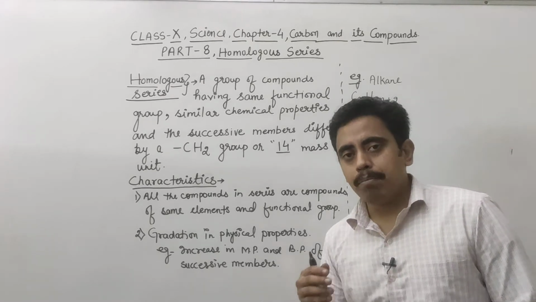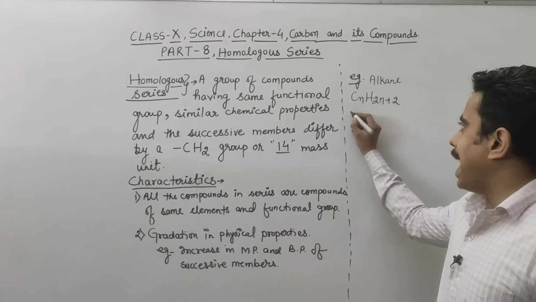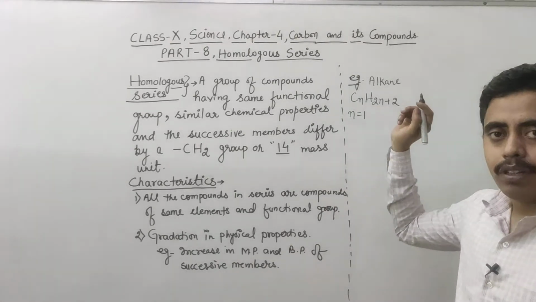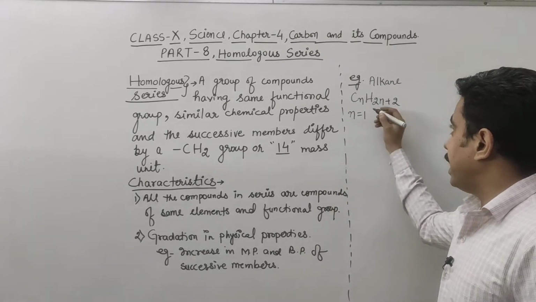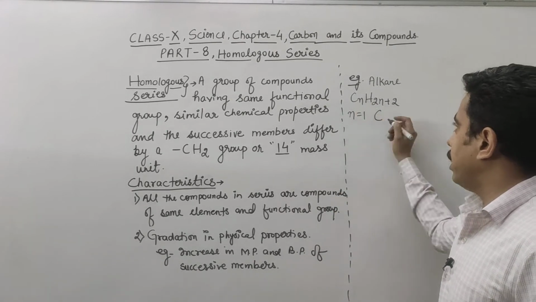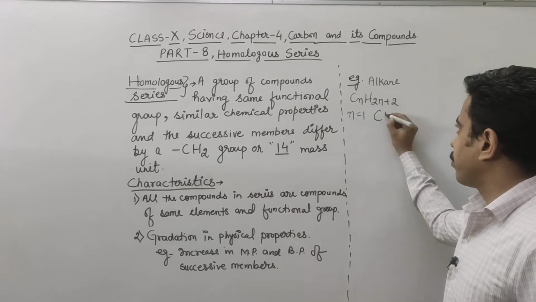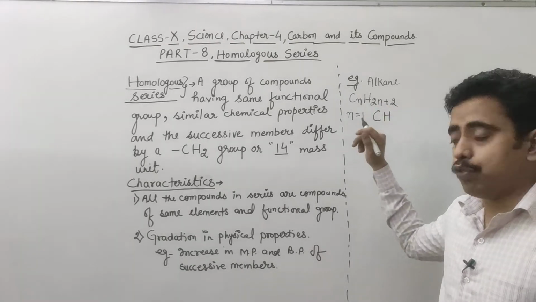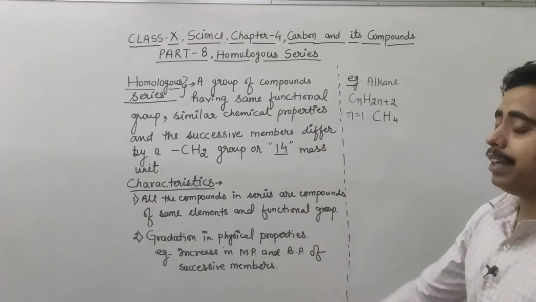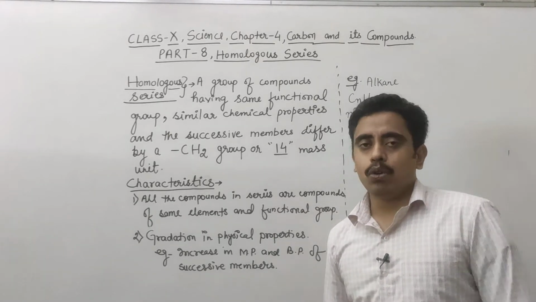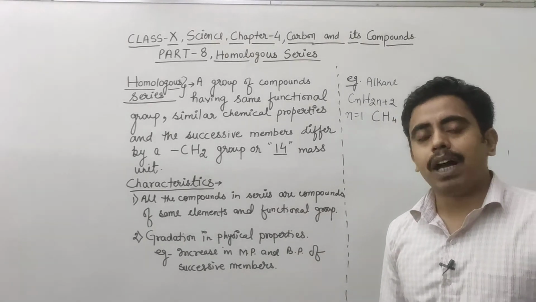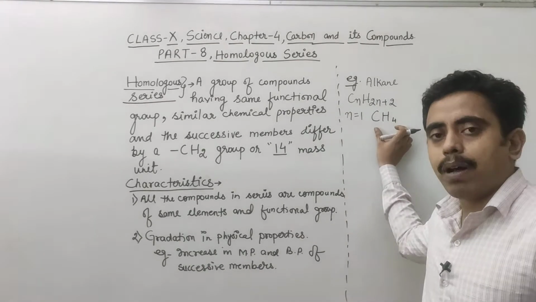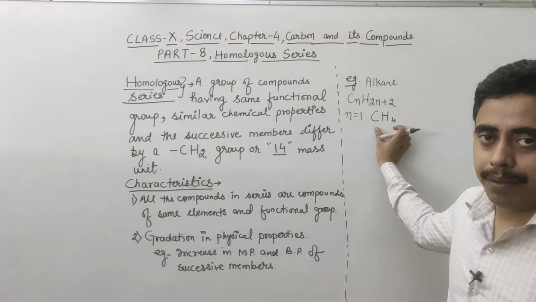Let's see some of the members of the alkane. If I put n equals 1 here, then what formula will I get? I will get C1, H2 into 1, that is 2, plus 2 equals 4. That means the first member of the alkane is CH4. We have also seen the naming of the hydrocarbons in the earlier session. So the name of this hydrocarbon is methane.